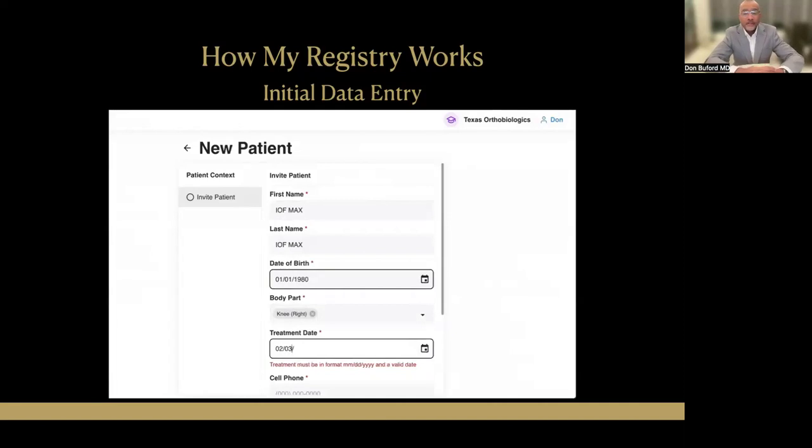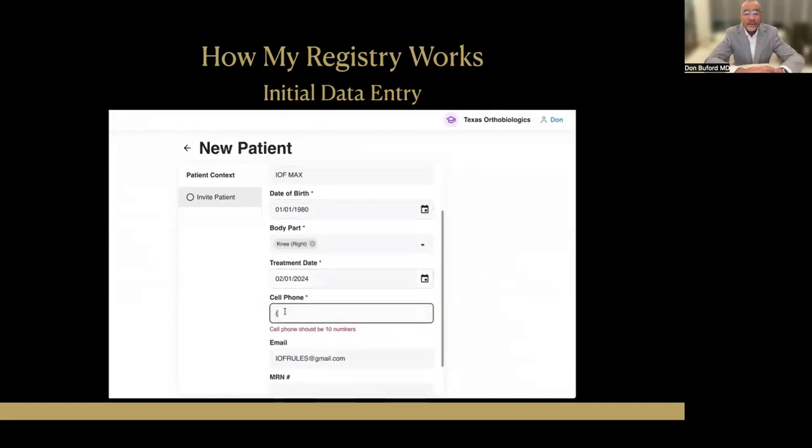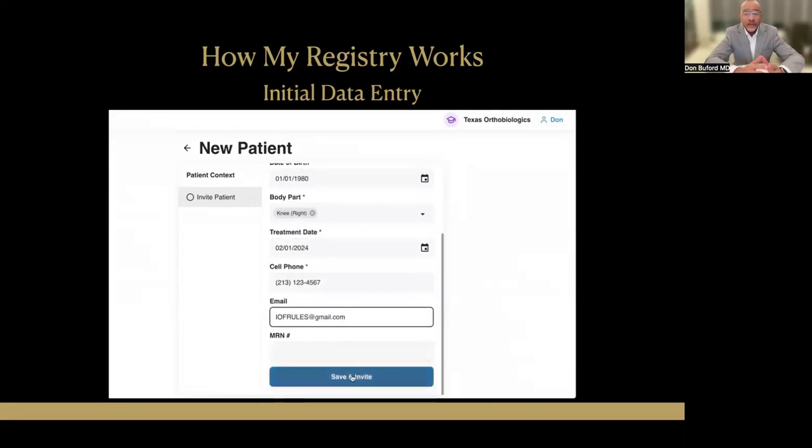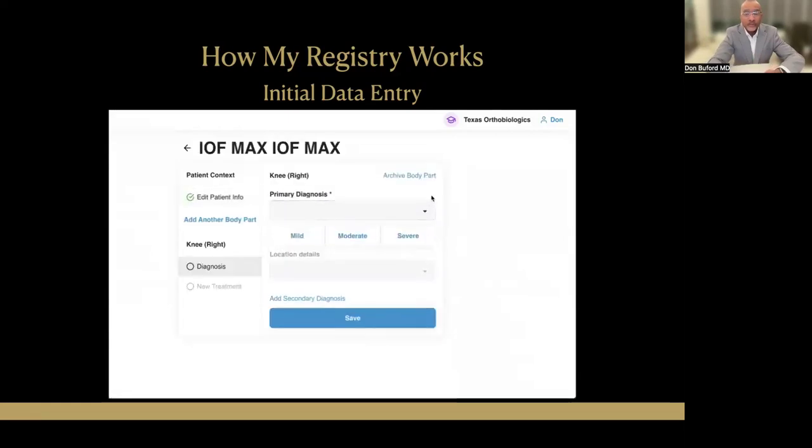And so here's an example of a patient. We're looking at the right knee. We can put in a treatment date. We can put in a cell phone because once we put in this initial information, the registry will contact the patient via text message or email. And that allows the patient to now input their own patient-reported outcomes.